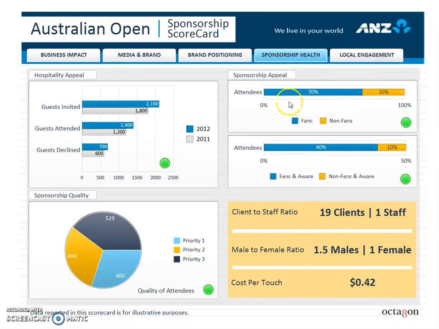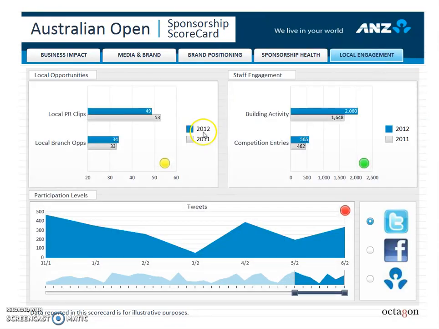And then we can also look at how the sponsorship is appealing to those attendees and non-attendees. And then importantly for the bank, they were keen to measure things like client to staff ratio to make sure that they had enough staff on hand, but not too many. And then for their gender equality measurements, they wanted to make sure they maintained an appropriate male to female ratio. And as a result of these numbers, we can also generate a cost per touch for hospitality in this case.